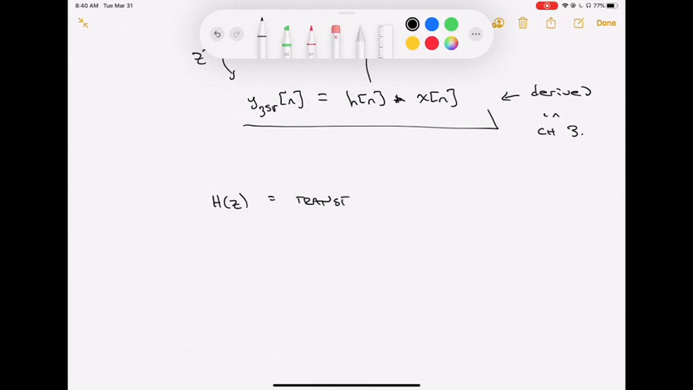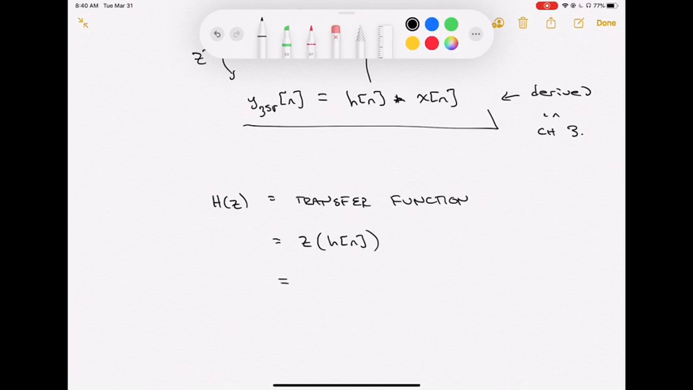Just to remind us, transfer function. And by the way, we saw this with Laplace as well, right? H of s was what we called the transfer function, and it was just the Laplace transform of the unit impulse response. Here we get the z transform of the discrete time unit impulse response.